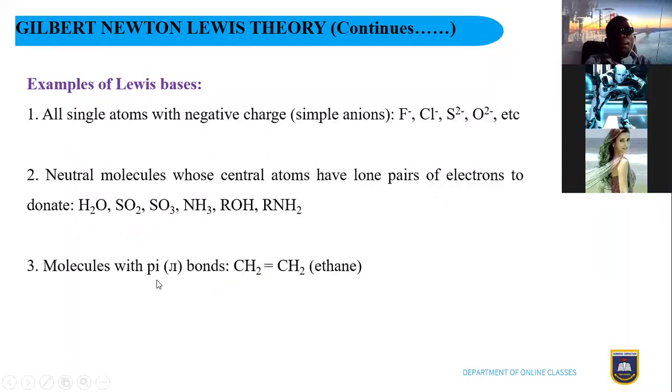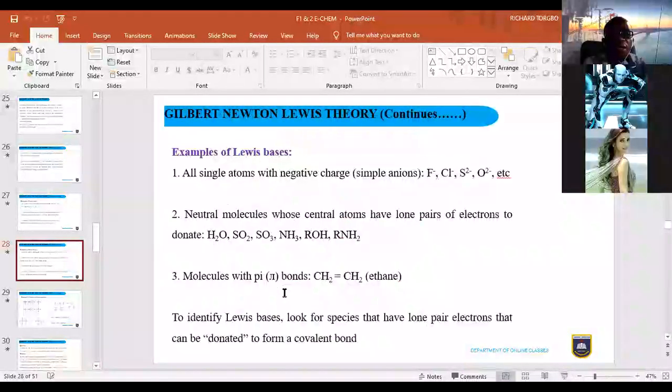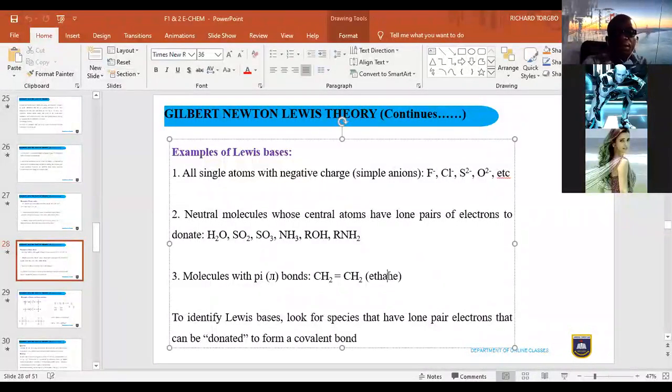Okay, the molecules with pi bonds, like CH2=CH2. Oh, this should be 18, not 16. Let me change it at once. That molecule should be 18. That should be E, not A.